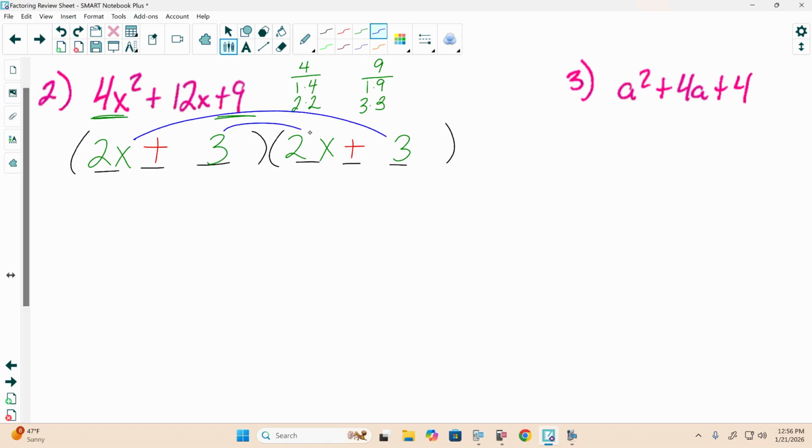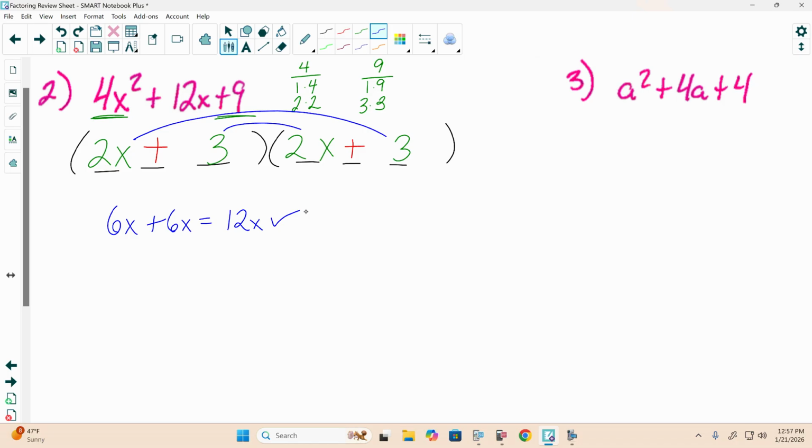And last thing we want to do is check. 2x times 3, 2 times 3 is going to be 6, so we have 6x. 3 times 2x would also be positive 6x. 6x plus 6x is positive 12x. That is the middle term we wanted. So 2x plus 3 times 2x plus 3 are the correct factors.